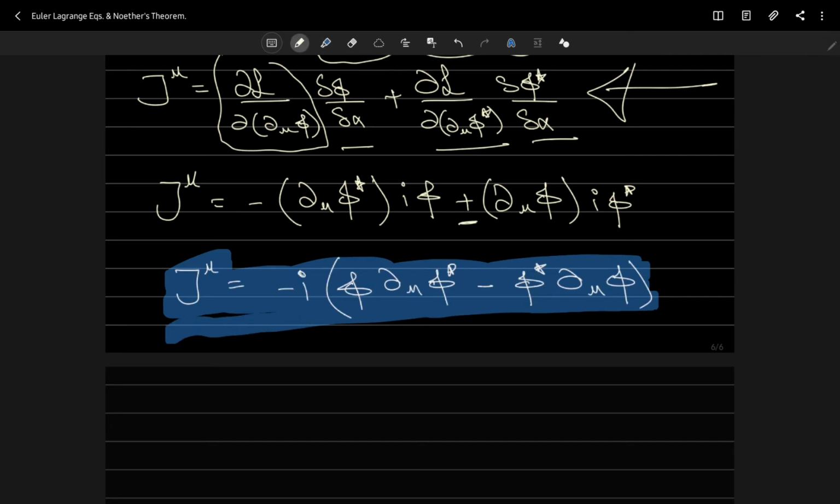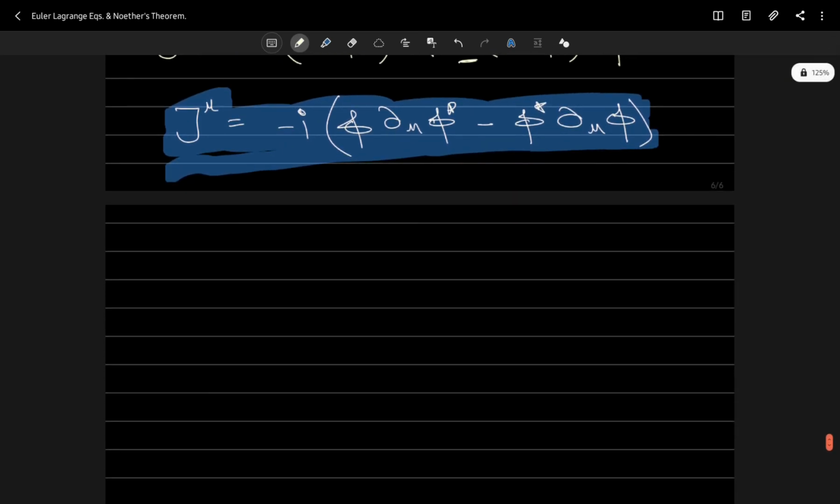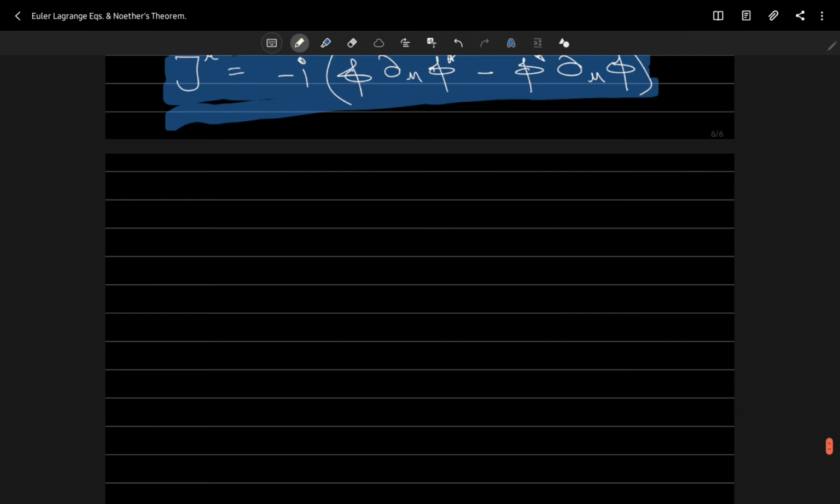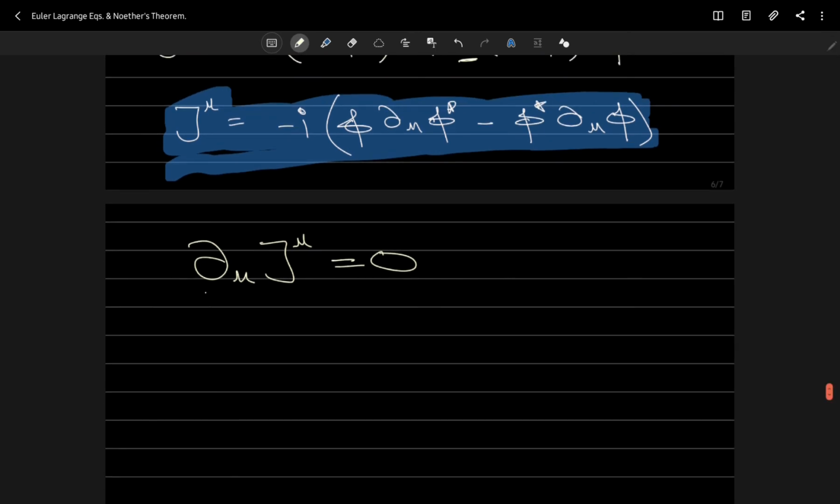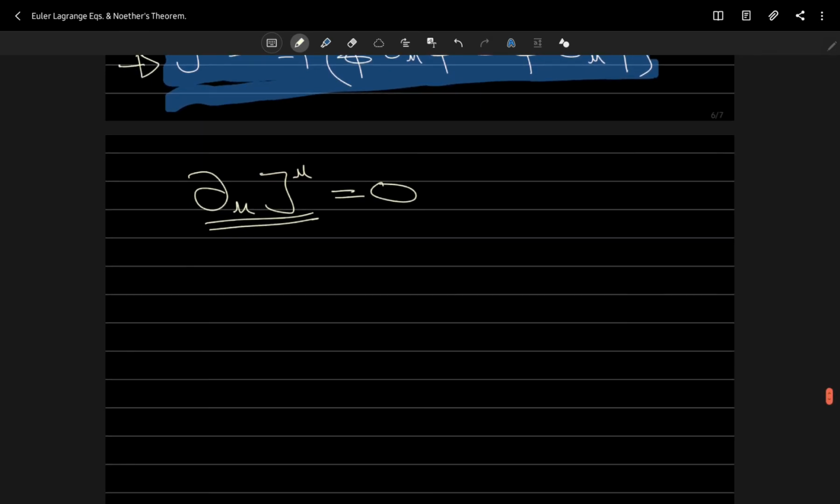Okay, now the next step is that we say that this is the conserved current, right? But let's go ahead and prove that it is indeed a conserved current. And how would we do that? Well, we know that if we have partial mu of this j mu, and if that thing vanishes, then j mu is a conserved current, right? So let's calculate this thing using this j mu. So what will we have? Well, let's write it down.